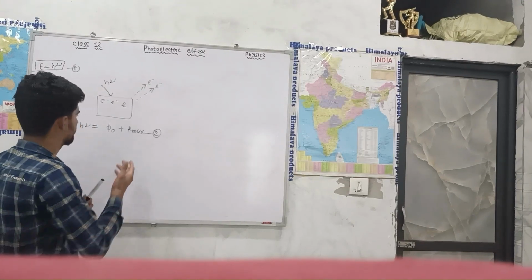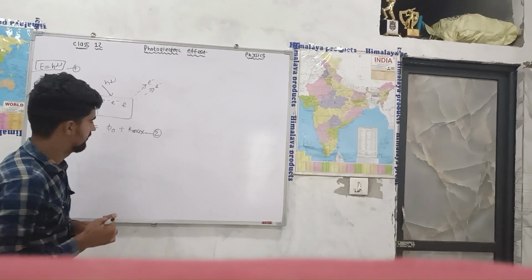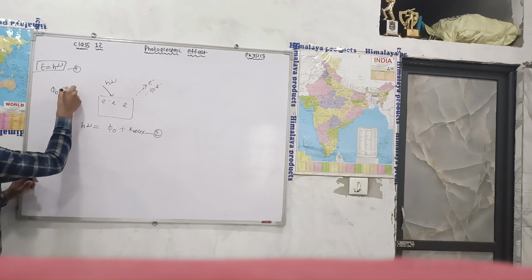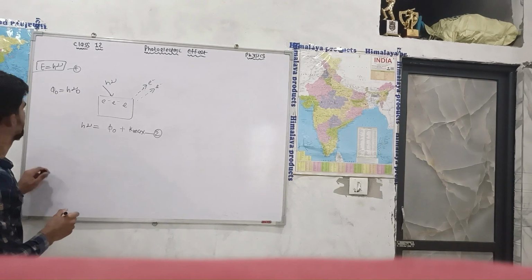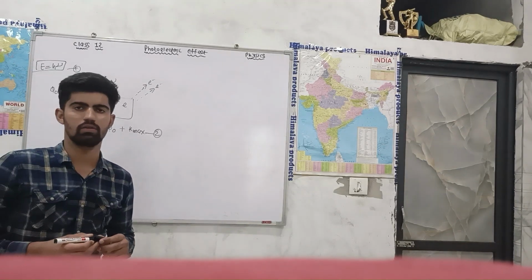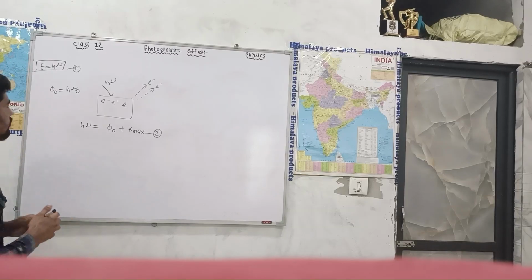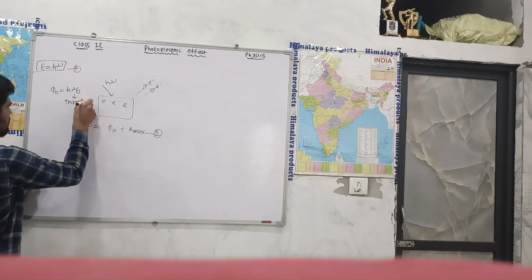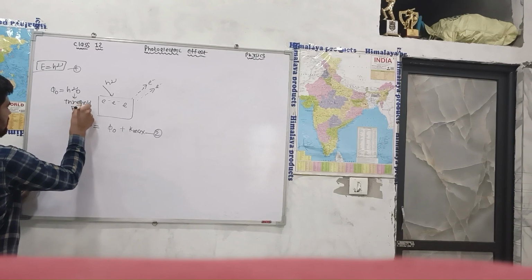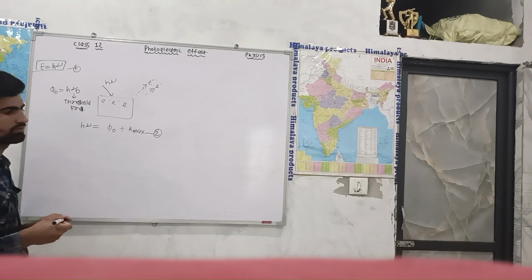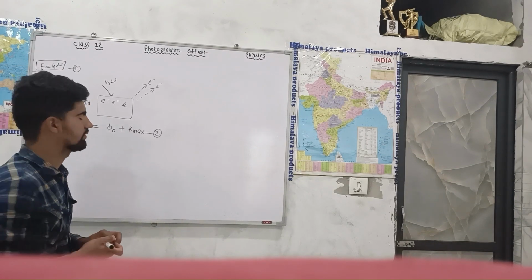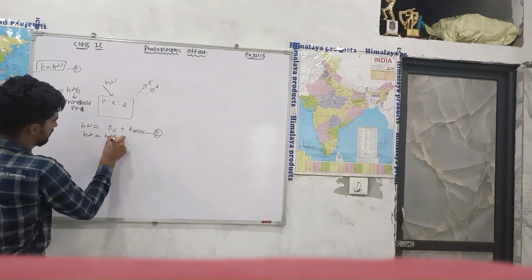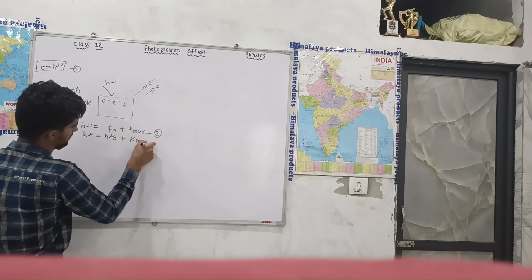So now we have these two formulas. When we put the value of the work function as h nu naught, where nu naught is the threshold frequency, the minimum frequency required to free the electron from the metal surface, we get h nu is equal to h nu naught plus K max.